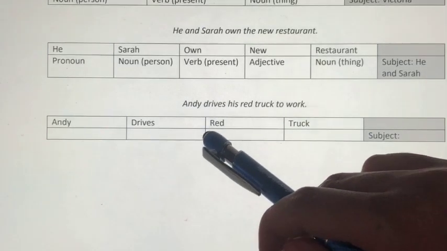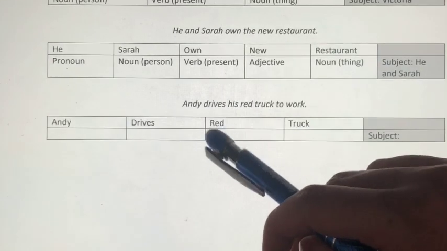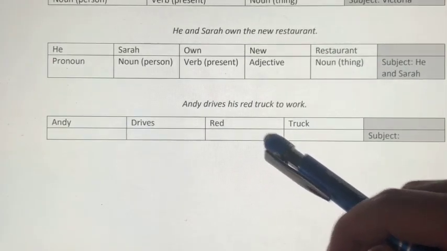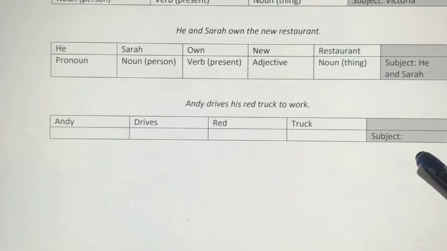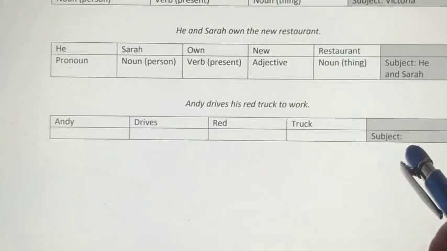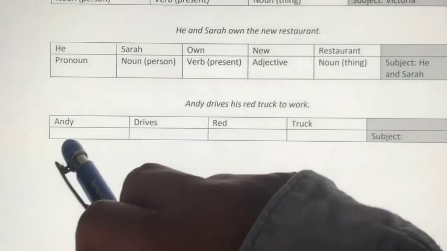Red, it's describing the truck. What kind of truck? A red truck. So this is an adjective. Now, what is the subject of the sentence? The subject of the sentence is Andy. The sentence is about Andy, so he is the subject.